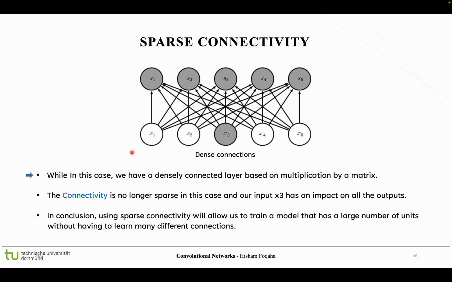The connectivity is no longer sparse, as we can see here in this case, and our input x3 has an impact on all the outputs. So we can see that x3 can affect s1, s2, s3, s4, and s5 as well. So in conclusion, using sparse connectivity will allow us to train a model that has a large number of units without having to learn many different connections.